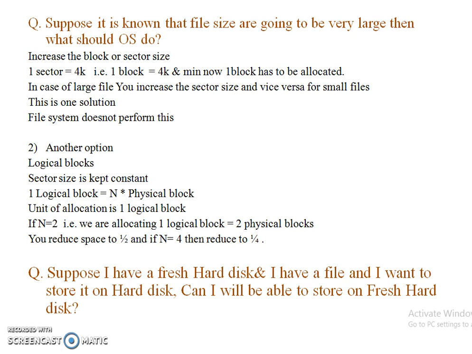Suppose tracks are there, and even if sectors are not there, what is the problem? Why can't we store on a fresh hard disk? Why can't I store the file on the track? Why do I need sectors? Because the DC cannot recognize anything less than a sector. Sector is the minimum unit of allocation.